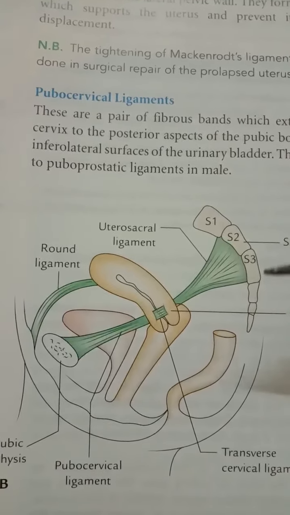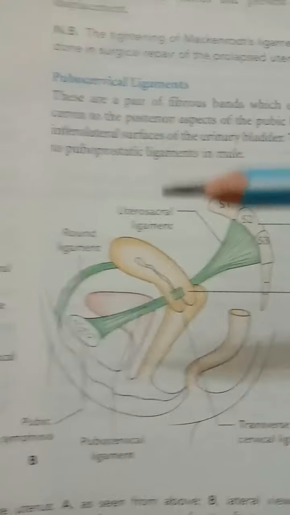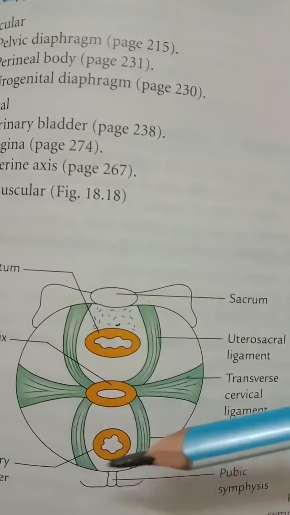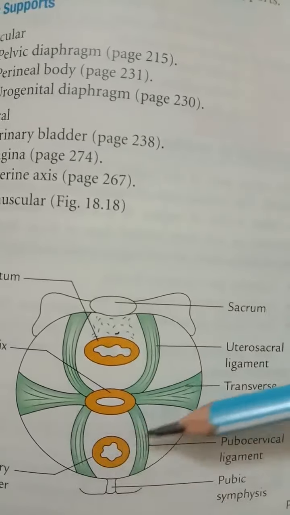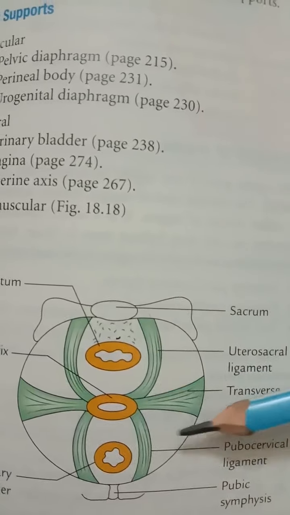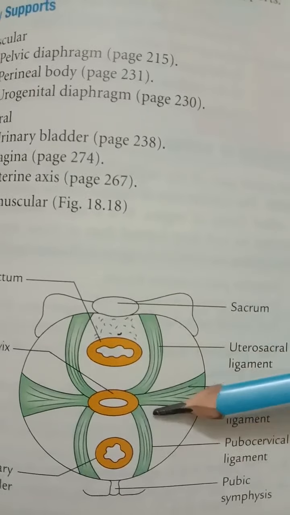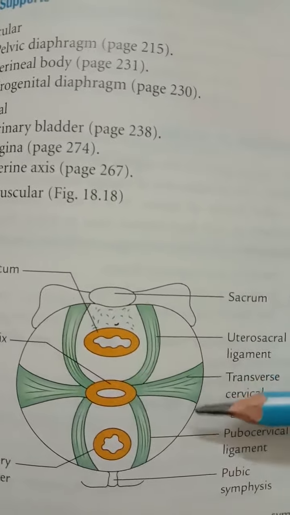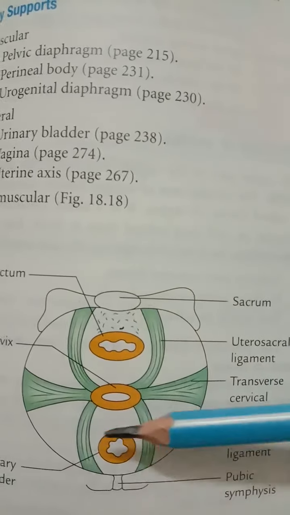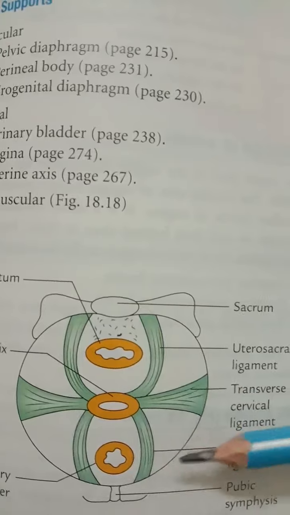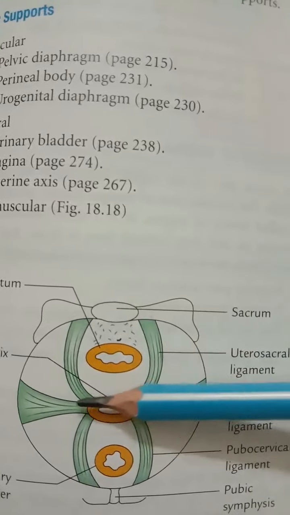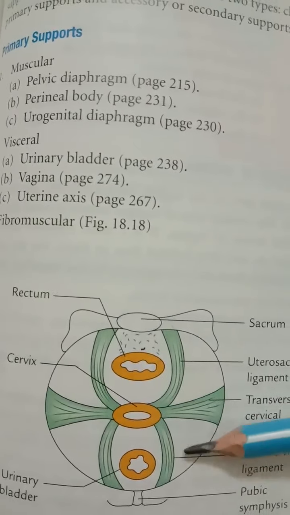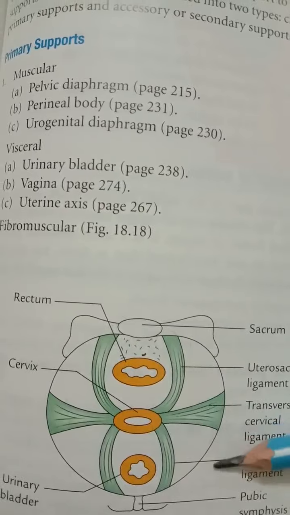So let's see first the transverse cervical ligament, so this one. It is the most important ligament of the uterus and hence often called the cardinal ligament, and it is formed by the condensation of the pelvic fascia around the uterine vessel. Each ligament forms a fan-shaped fibromuscular band, which extends from the lateral aspect of the cervix on both sides, here is the cervix, and the upper vaginal wall to the lateral pelvic wall.